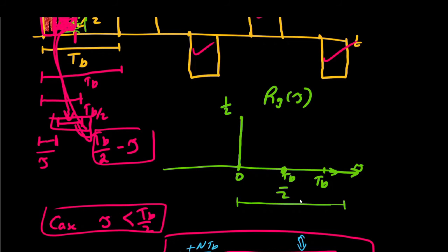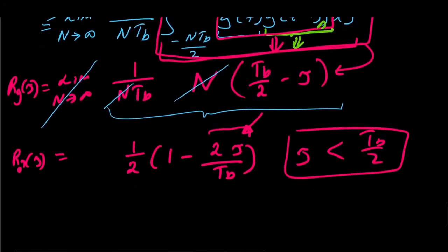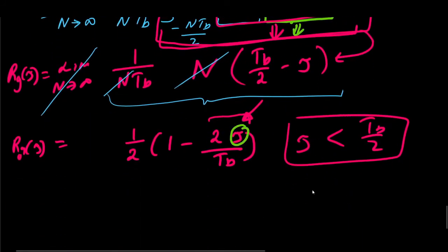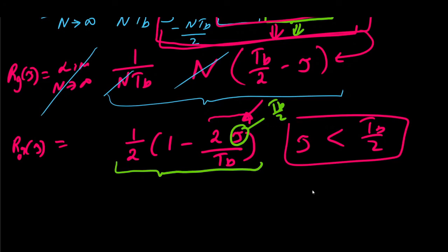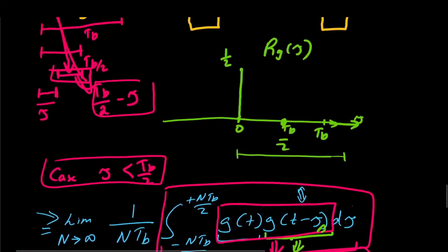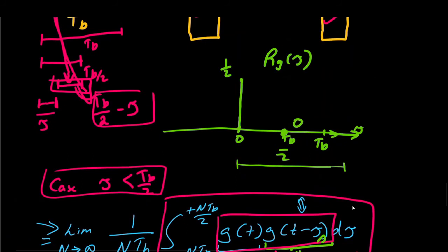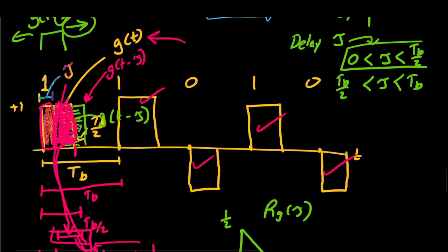Now let us look at this limit, which is TB by 2. If we set this tau to TB by 2, the whole of this would simply be 0, because we would have a 1 minus a 1, so overall it would be 0. So by setting tau equal to TB by 2, we have a value which is 0, and this is linearly decreasing. Now with this we have covered this part.